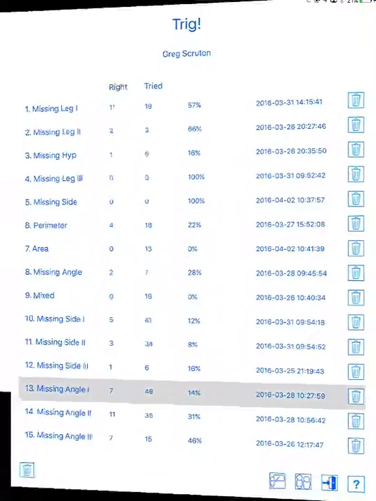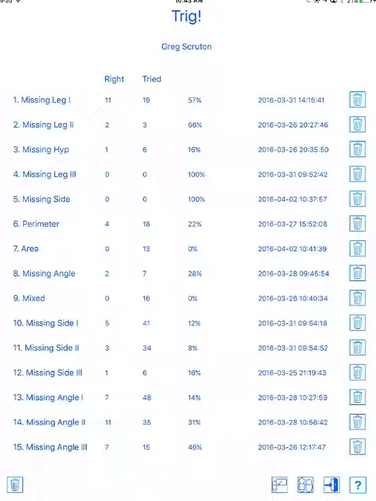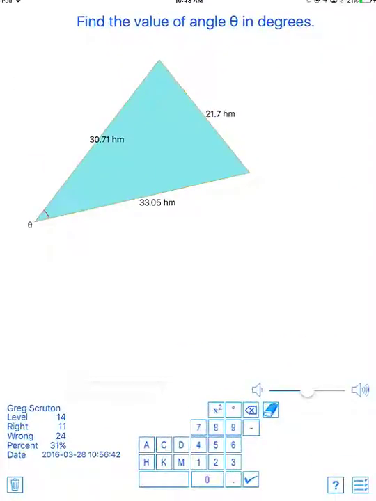Level 13, find the missing angle. In this case, I would use my sine law to find the missing angle. So you're given one angle, you're being asked to find another angle, and you're given two sides. Okay, and the two sides you're given are opposite the angles that are being discussed. Level 14, you're asked to find a missing angle, and you're given the three sides. So in this case, you'd use your cosine law to find it.